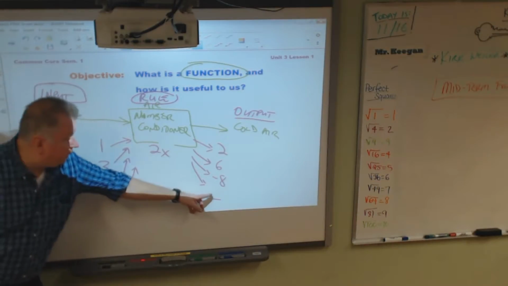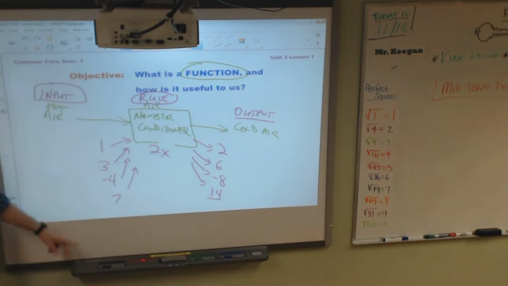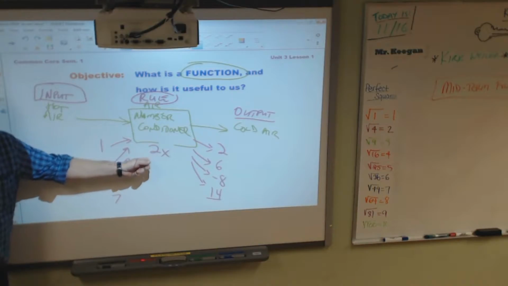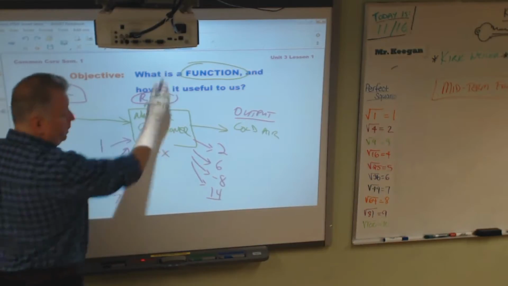And what would the last one be here? What's the blank? 14, right? 7 times 2 is 14. So the rule in this case would be multiply the input times 2. So far, so good? There's only like 2 more.